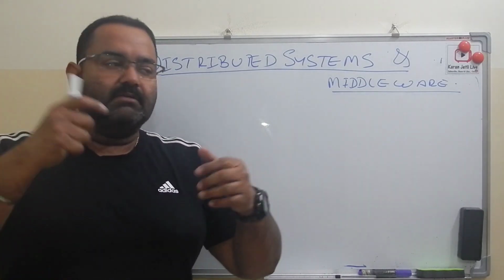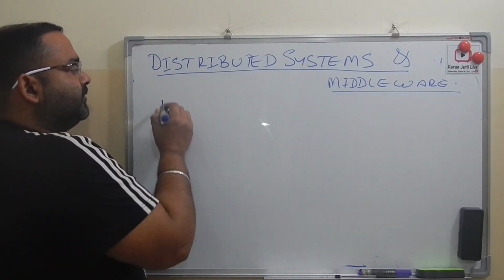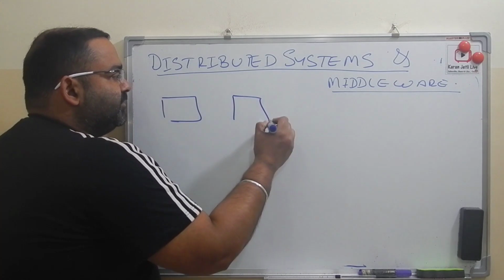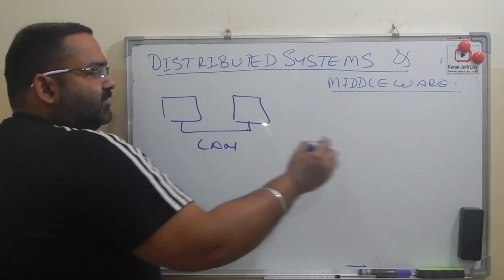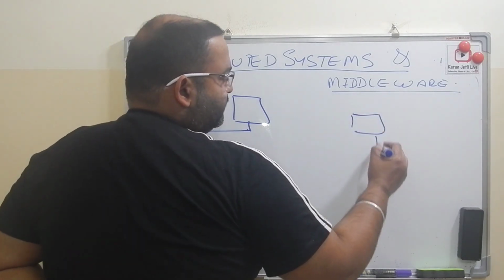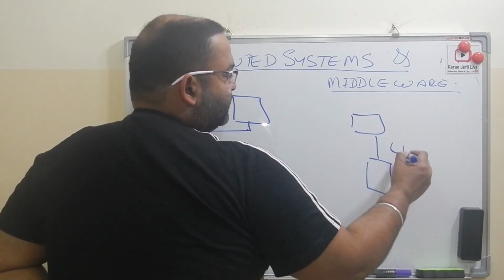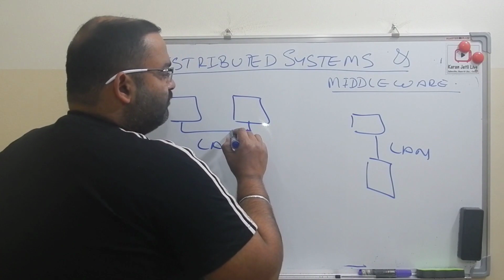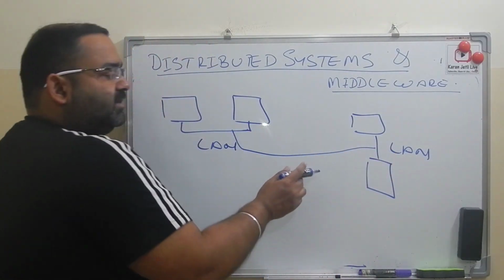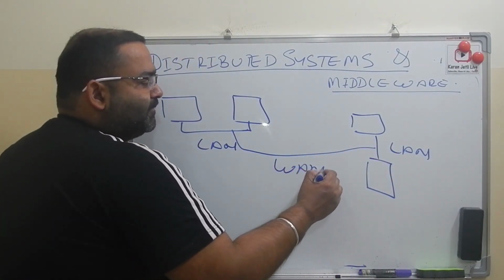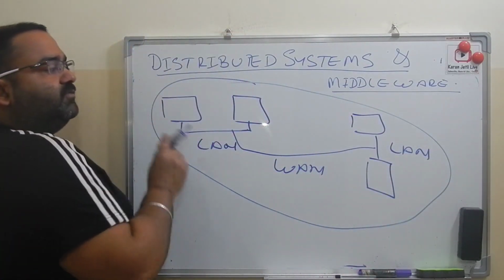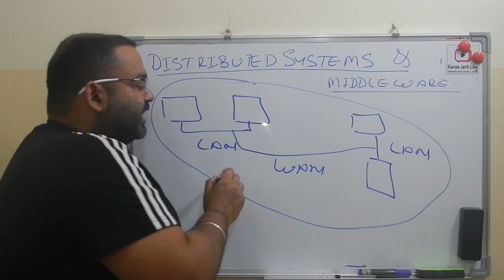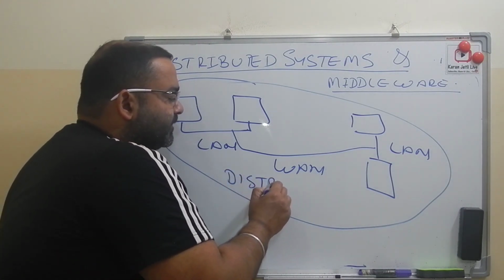Okay, so for example, we have a computer here, and a computer here, and these computers are connected to each other using a LAN. Then we have some other computers here, which have their own LAN, and both these LANs are connected to each other using a WAN. So this full-fledged system is called a distributed system.